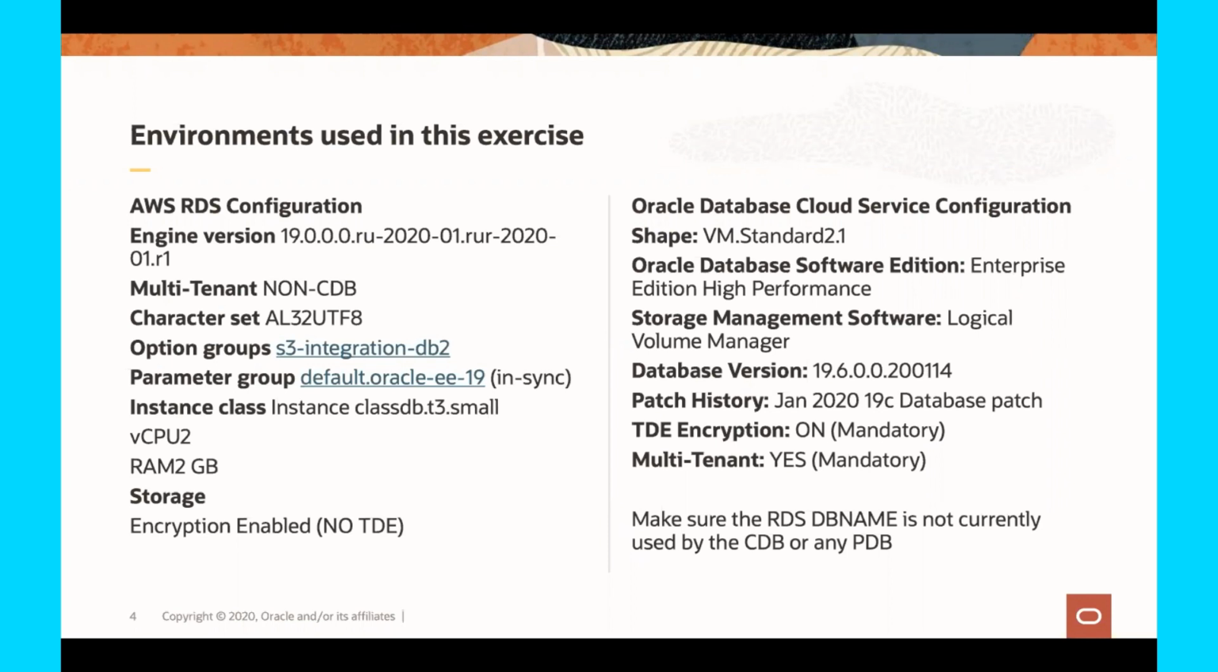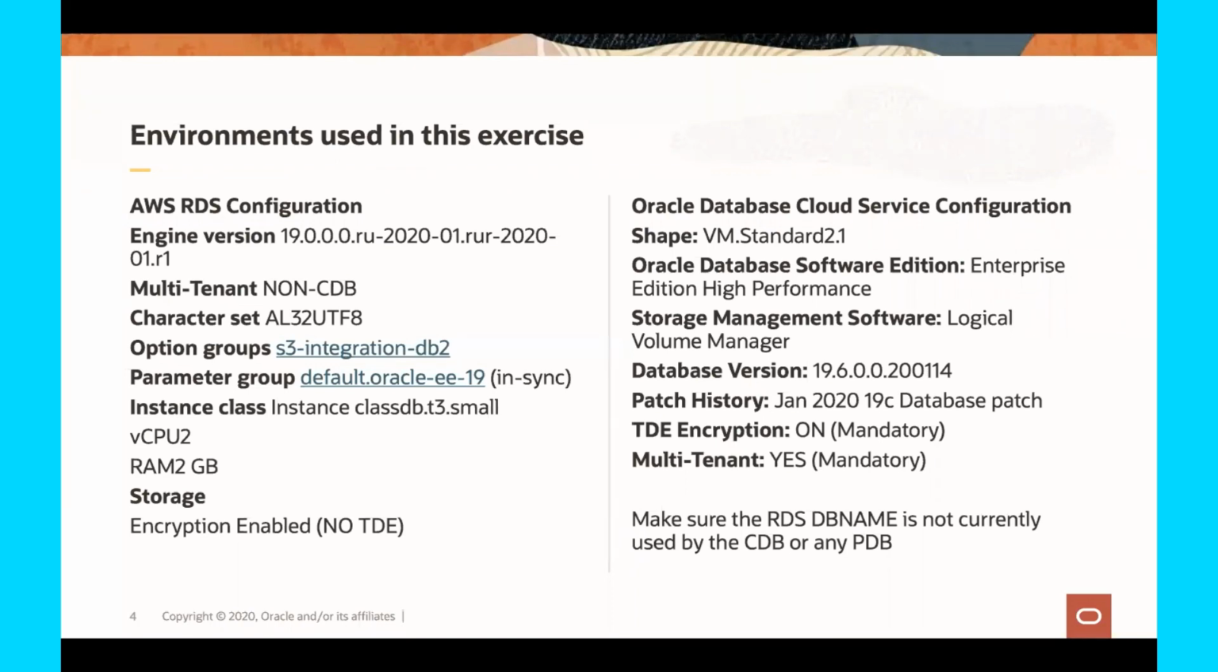On the database cloud service side, we used a small VM standard 2.1 virtual machine image with Oracle Database 19, version 19.6 here. Also, we had the January patch installed. And we had TDE encryption clearly here, because it's mandatory on OCI. And we also have multitenant, because it's mandatory also in OCI.